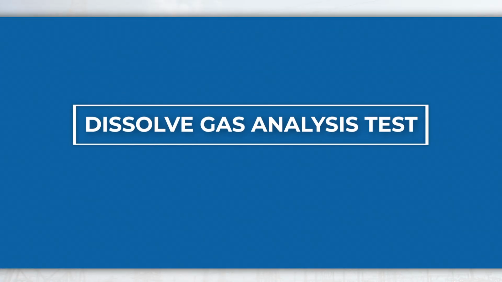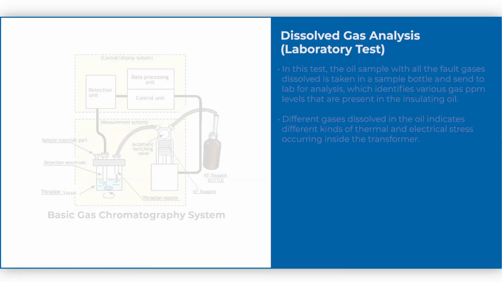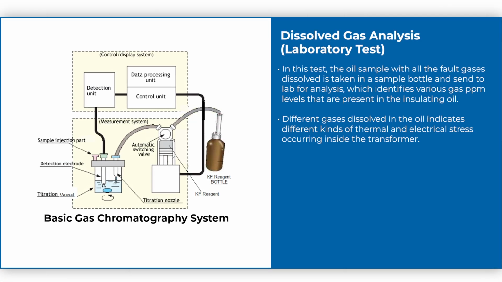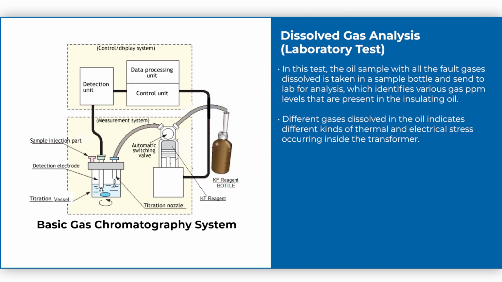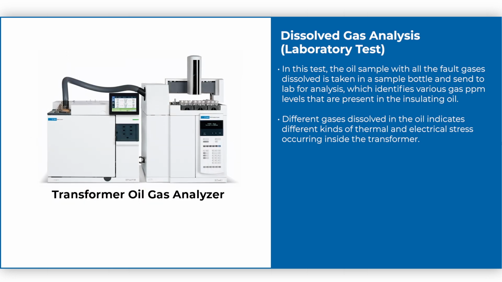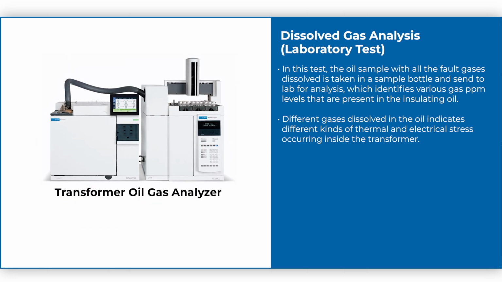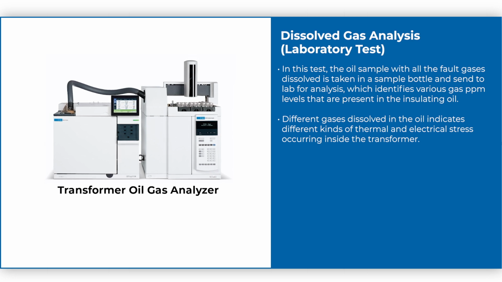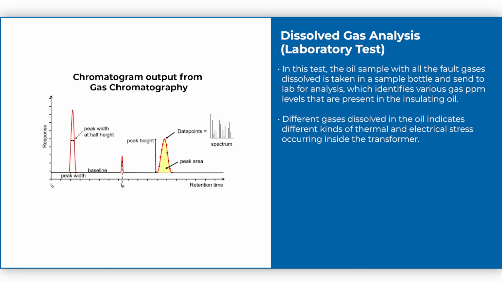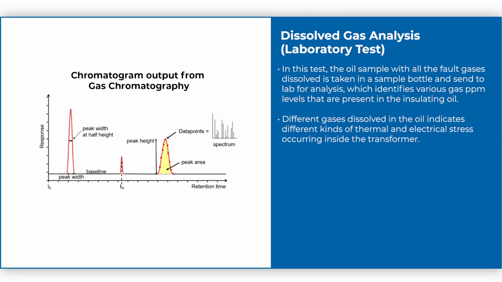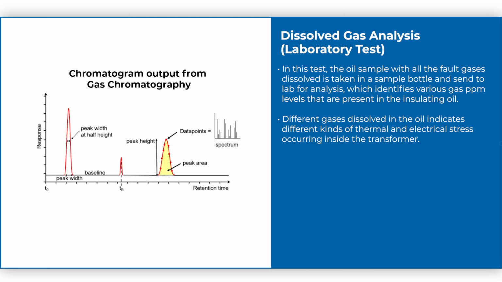Dissolved gas analysis test. In this test, the oil sample with all the fault gases dissolved is taken in a sample bottle and sent to the lab for analysis, which identifies various gas ppm levels that are present in the insulating oil. Different gases dissolved in the oil indicate different kinds of thermal and electrical stress occurring inside the transformer.